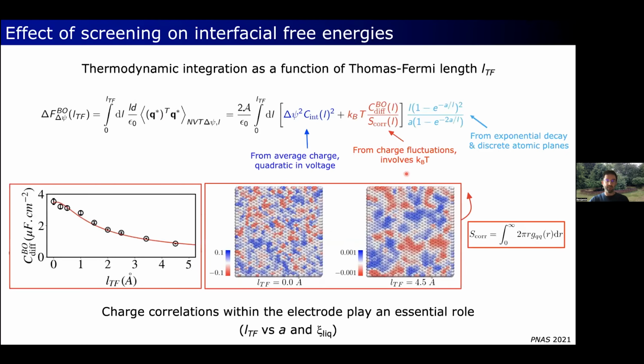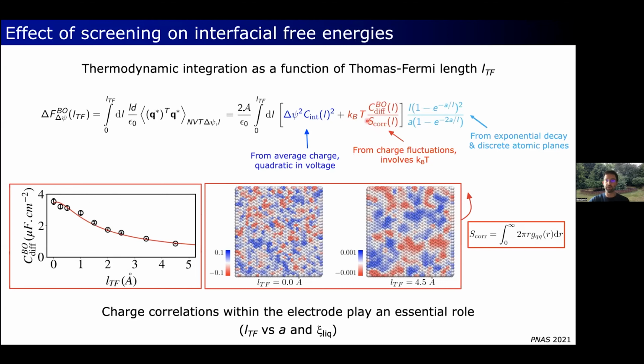And this will be my last slide on results. This link with the charge localization, we could explore using a model for the charge distribution. And the charge can be decomposed in an average term, which changes quadratically with voltage and involves the integral capacitance, and another term which comes from the charge fluctuations.